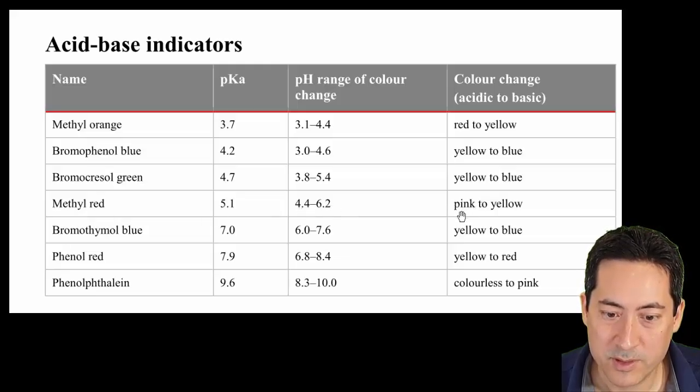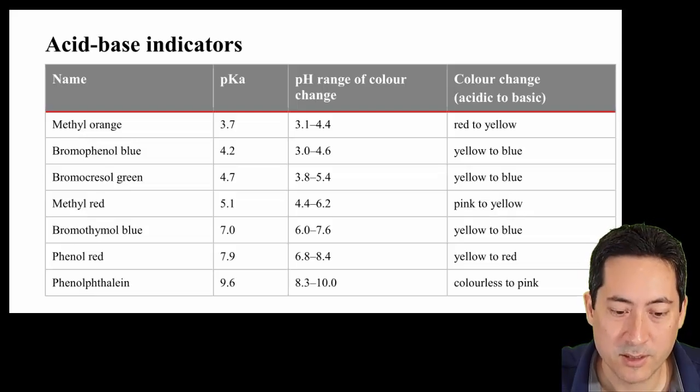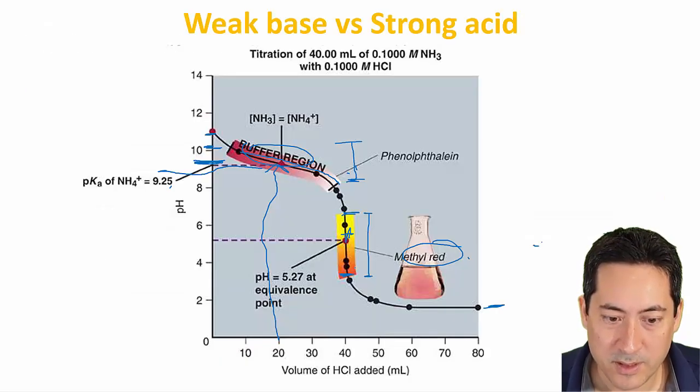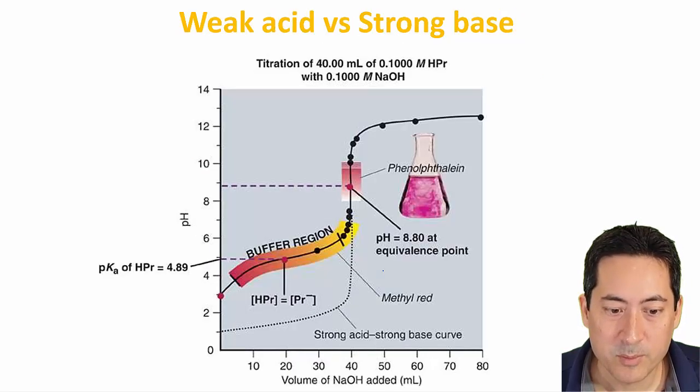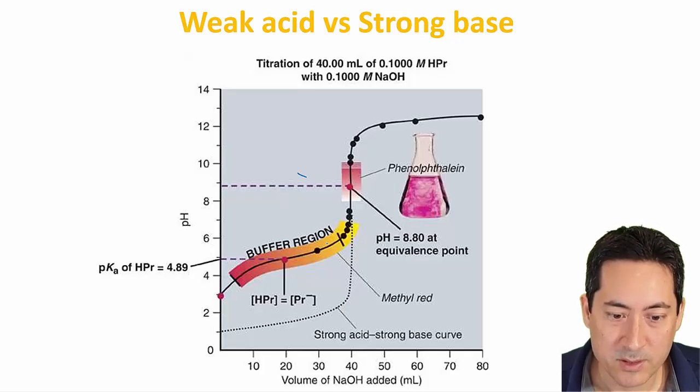And just out of curiosity, pink to yellow. So let's just check that as well. So you can see that's pink to yellow because the data book was set acid to base, so yellow to pink in this case. Now moving on to weak acid, strong base, similar situation.